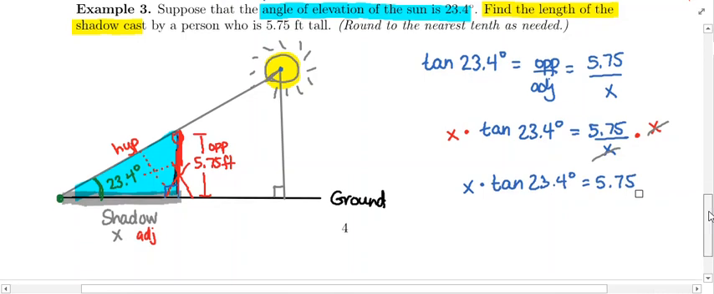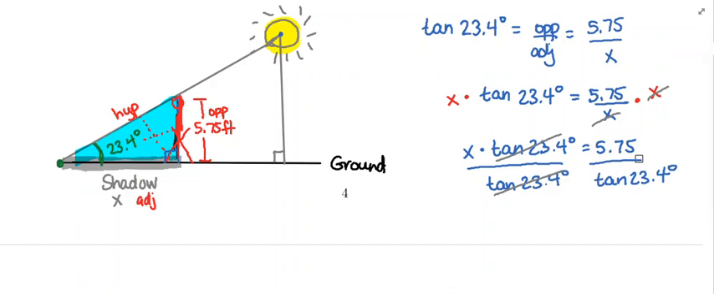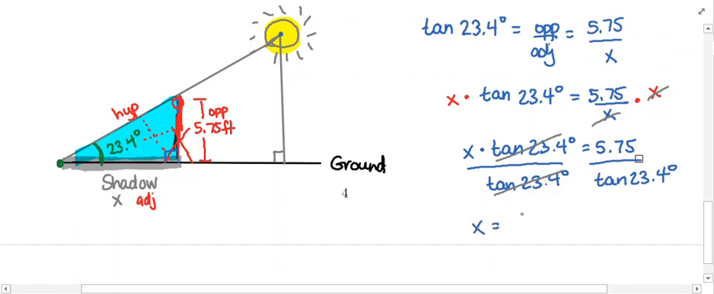We want to solve for x, which is the length of the shadow. Tangent of 23.4 degrees, when you pop that in your calculator, is just going to be a decimal. It's just a number. So we can divide both sides by it so that we can isolate the x. On the left side, these tangents will cancel. So to calculate x, we need to go to our calculator and punch in 5.75 divided by the tangent of 23.4 degrees. Your calculator absolutely has to be in degrees here for this to work.